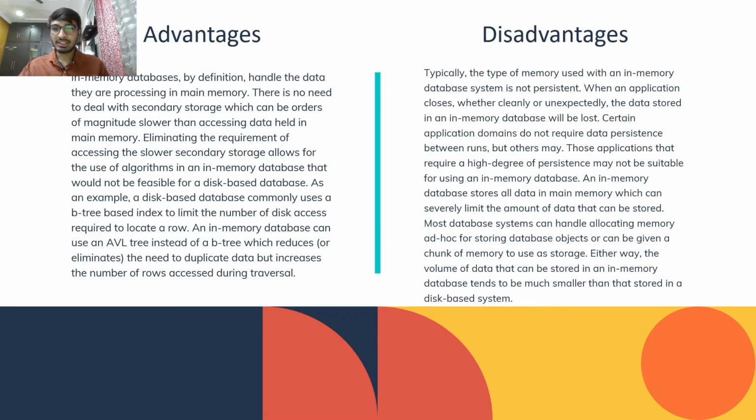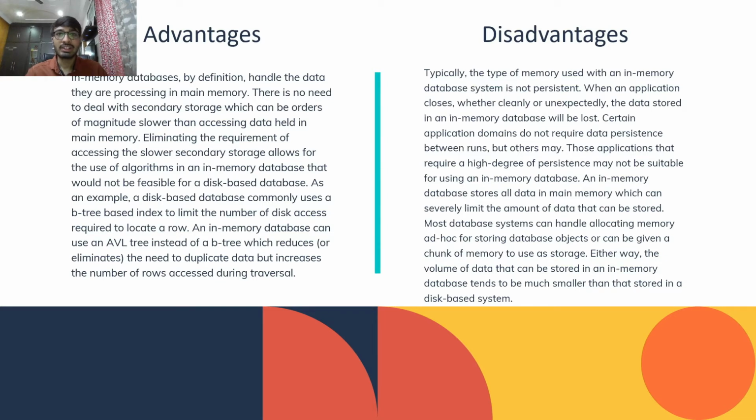So let's take a look at the advantages and disadvantages of IMDb. The advantages of IMDb are that it is faster than traditional databases. There is no need to deal with secondary memory, which saves a lot of time during memory access. Since the requirement of accessing the slower secondary storage is eliminated, we can now perform several algorithms with IMDb which would not be feasible for disk-based databases.